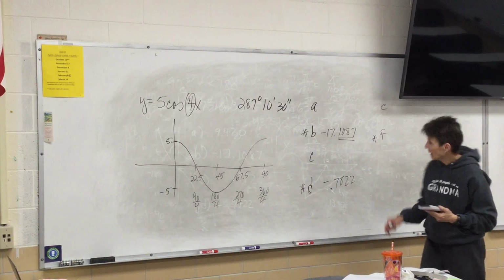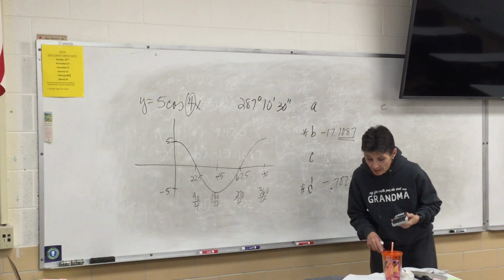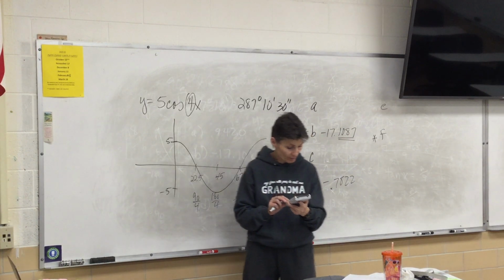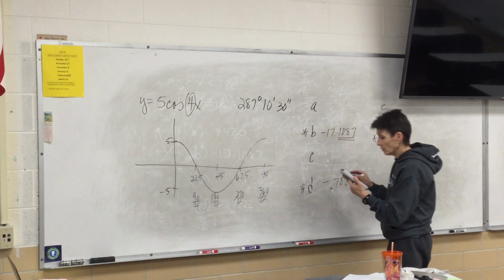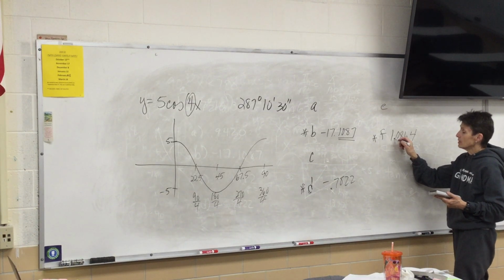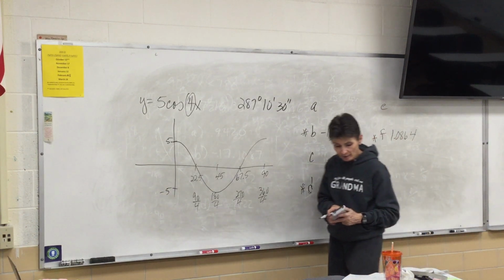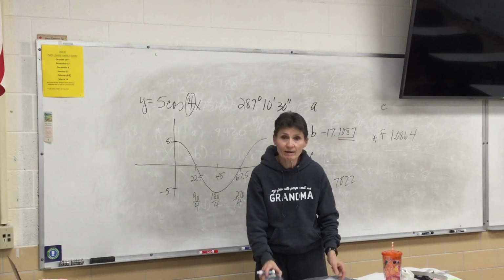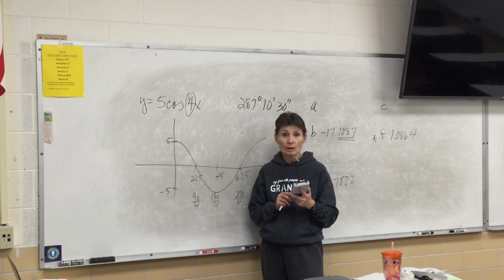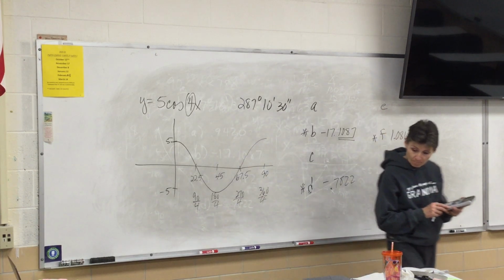E, no, not E, F. F, secant, 1 divided by cosine, 23. 1.0864. Remember, to get a secant on your calculator, you have to do 1 divided by cosine. Just like to get a cosecant, we did 1 divided by sine.